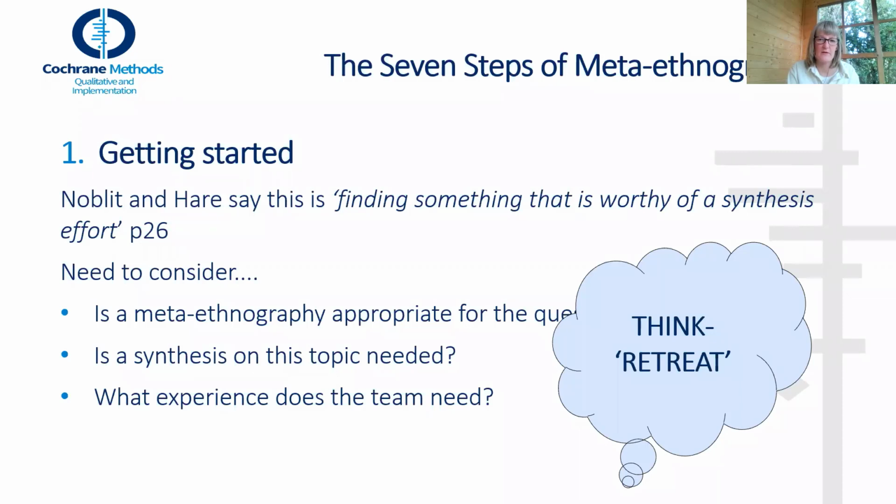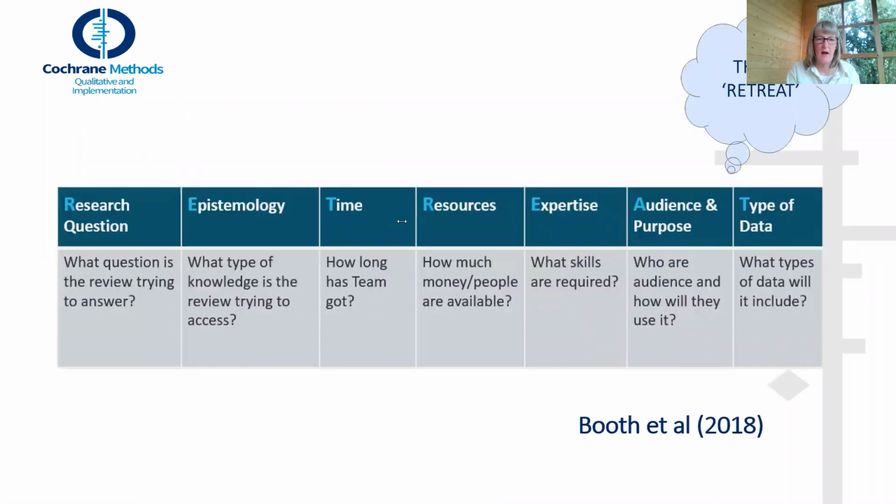And for those of you who haven't been on previous webinars, just to quickly run through that, in relation to what kind of qualitative evidence synthesis you're going to do, you need to think about the review question, the epistemology, what type of knowledge the review is trying to address, the time, the resources, how much money, how many people you have available, and the expertise. And certainly with meta-ethnography, we do always recommend that you have somebody with experience of undertaking meta-ethnography or really good knowledge of it on the team, because it has quite a different approach. Then the audience and the purpose: who's it for and how will they use it? And finally, what kind of data will be included? Certainly for meta-ethnography, it's very interpretive qualitative study. So it's just a revisit of the RETREAT criteria for you.